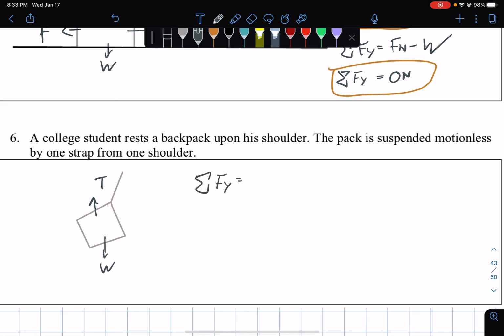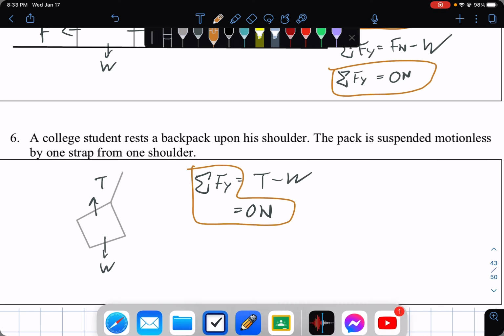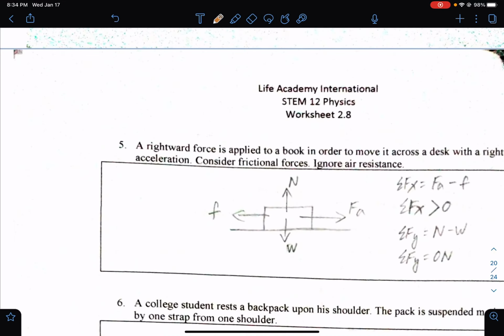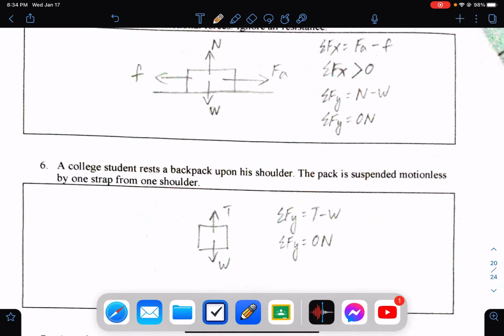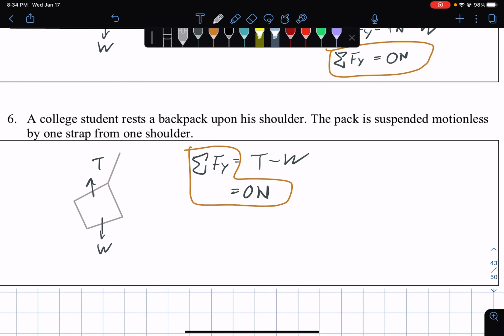Summation Fy, T minus W, it's 0 newtons. The bag is not falling, it's not going up either. Although realistically, if a college student starts to walk, then the backpack could somehow go up or down. Let's see what the answer key says. Yeah, what I said was right. Although we could have just settled for a simpler illustration. But yeah, it's the same thing.